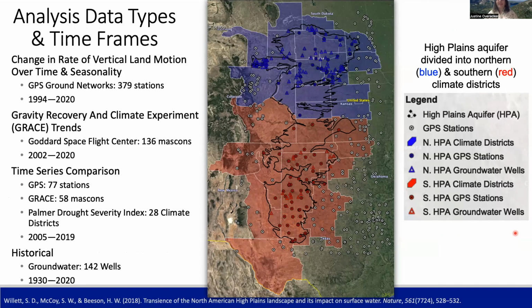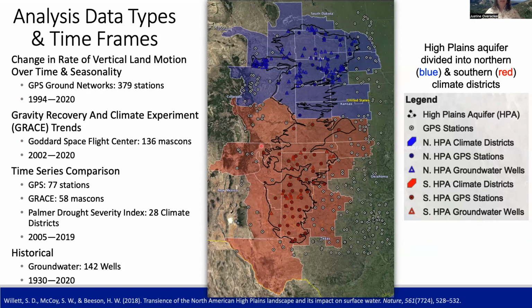So we divide the High Plains Aquifer into northern and southern sections because their signals are very different. We compare them to trends in water equivalent height from GRACE data. We look at climate trends using Palmer Drought Severity Index data as an analog for wet and dry seasons, and we use well data as an indicator of the human impact on the aquifer.